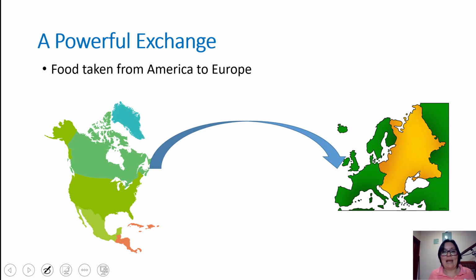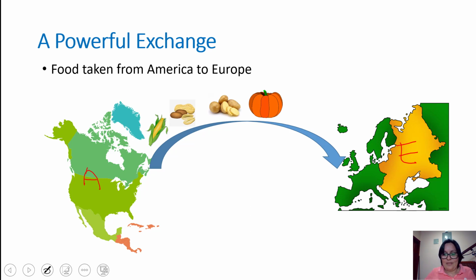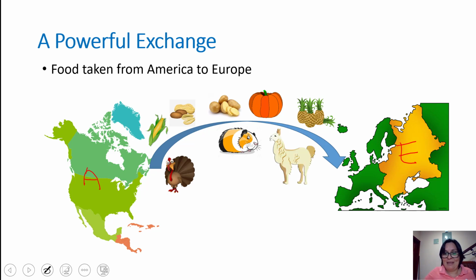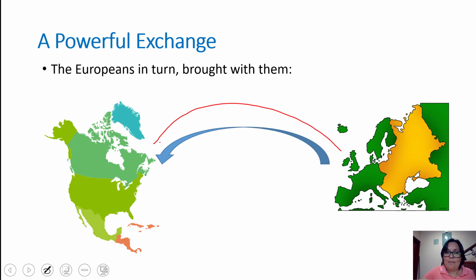Food taken from America to Europe. From America to Europe. We have corn, peanuts, potatoes, squash, pineapple, and what animals? Turkeys, guinea pigs, these ones are guinea pigs, and llamas. If you can see, all those foods and plants and animals were taken from the Americas to Europe, because all these foods and plants and animals didn't exist in Europe. Let's see now, from Europe to America.